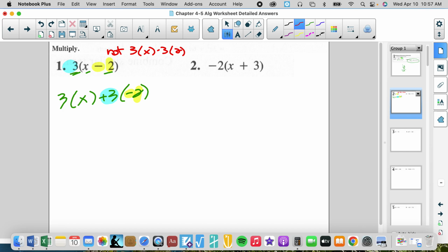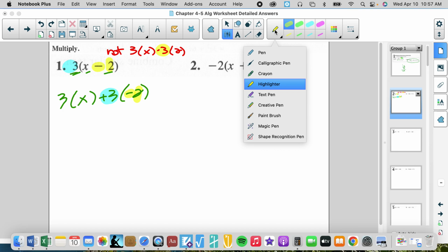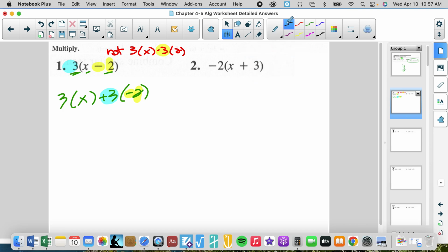You will see that in books. That is a horrible thing because we are not distributing a negative 3. We are distributing a positive 3. So notationally, that is a horrible way to write it. We're going to write it this way, and 3 times x.